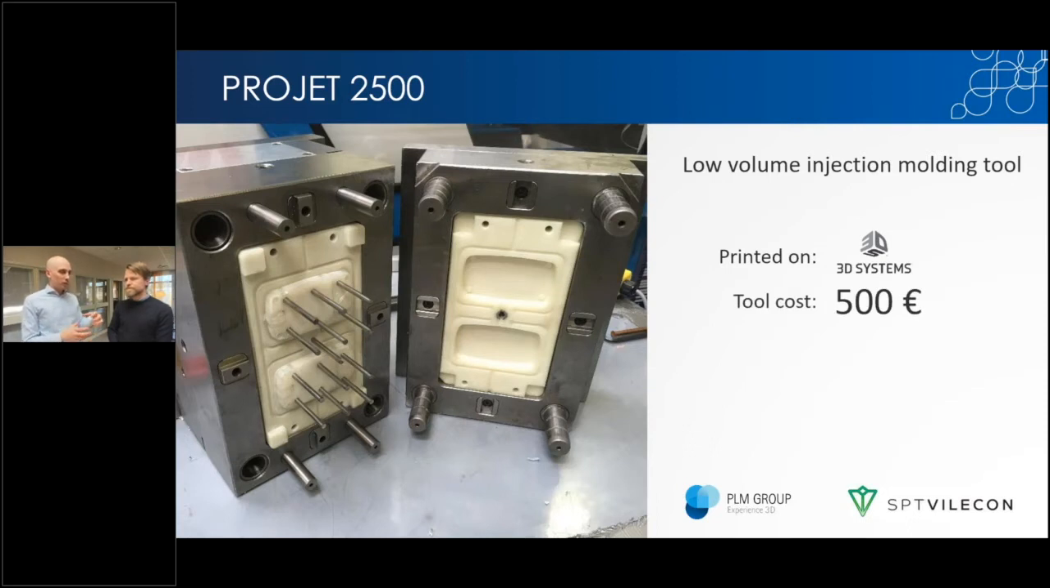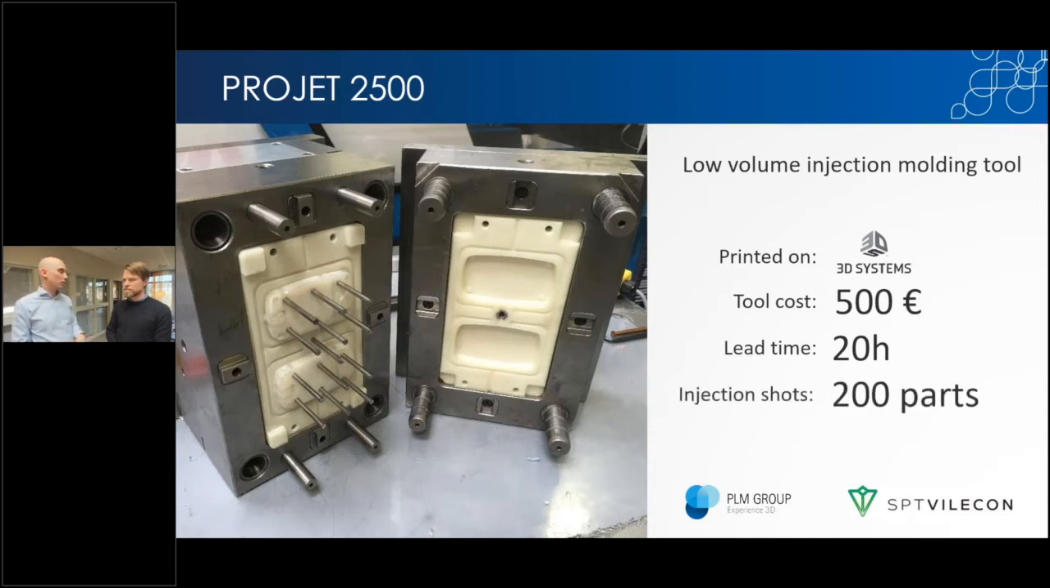So the tooling cost for this was 500 euro, even less than 500 euros actually, compared to the cost of these tools, which can be really, really high, for all of you out there who work with injection molding. The lead time to produce these inserts was about a day, 20 hours. The amount of parts you can get out depends a lot on the material that you inject into the tool. But in this case, the customer's requirement was 200 parts, and we managed to get that out. So to be able to get 200 injection molded parts within like 2 or 3 days for 500 euros, that's an amazing application. That's quite unique. That's really cool.